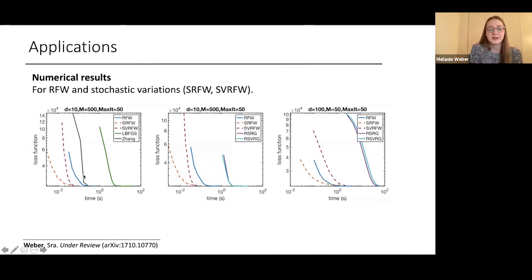And then here we compare against some deterministic methods and also some stochastic methods in the literature, and we see that we get pretty significant performance boosts by using those Frank-Wolfe methods as opposed to projected gradient methods.